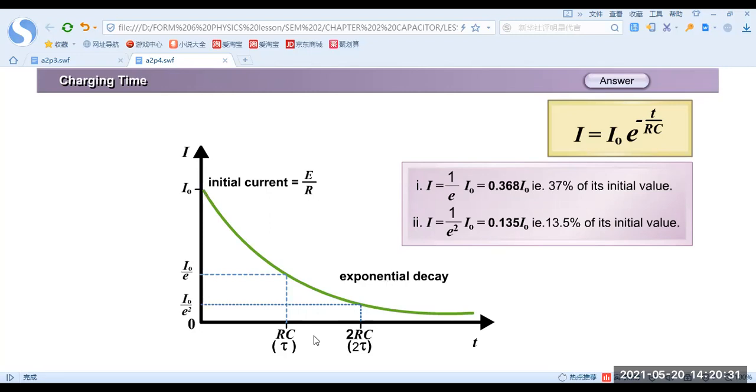For a time of RC, R times C is the time where the current reduces from its initial value to 37% left. Once the time equals 2RC, how much of the current remains? Just 13.5% of the initial current remains, where the initial current is E over R, the voltage of the charging source divided by the resistance of the resistor.